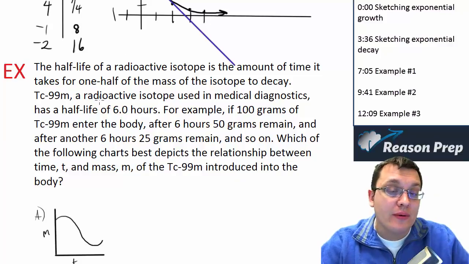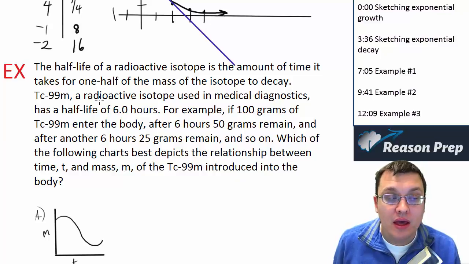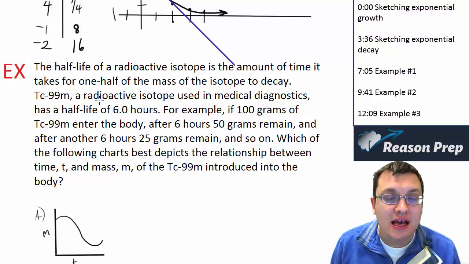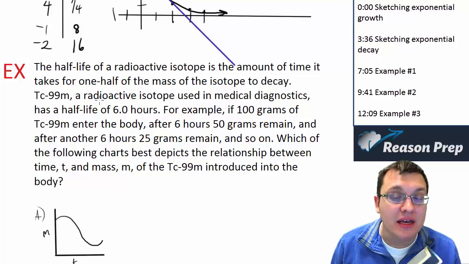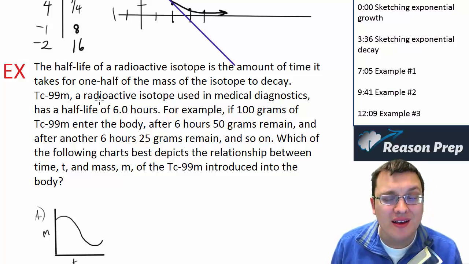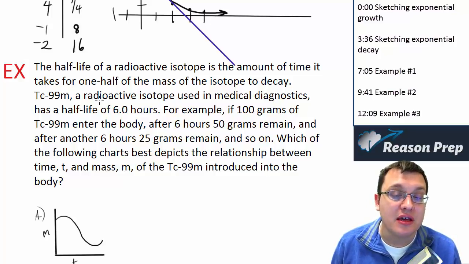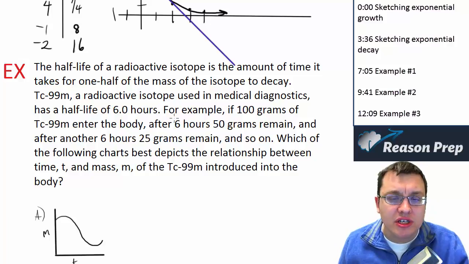The half-life of a radioactive isotope is the amount of time it takes for 1/2 of the mass of the isotope to decay. TC99M, a radioactive isotope used in medical diagnostics, has a half-life of 6 hours. For example, if 100 grams of TC99M enter the body, after 6 hours 50 grams remain, and after another 6 hours 25 grams remain, and so on. Which of the following charts best depicts the relationship between time t and mass m of the TC99M introduced into the body? So a lot of words here, but the key is this half-life discussion.